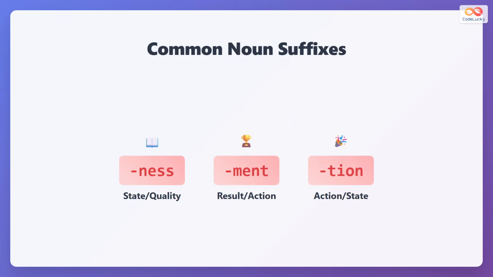Noun suffixes create words that name things, states, or actions. Ness makes nouns showing state or quality, like happiness from happy. Ment makes nouns showing results or actions, like movement from move. Tion makes nouns showing actions or states, like celebration from celebrate.